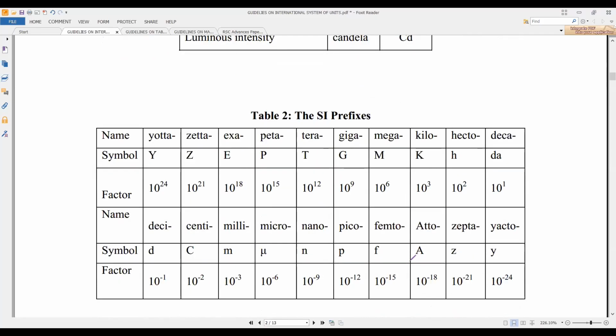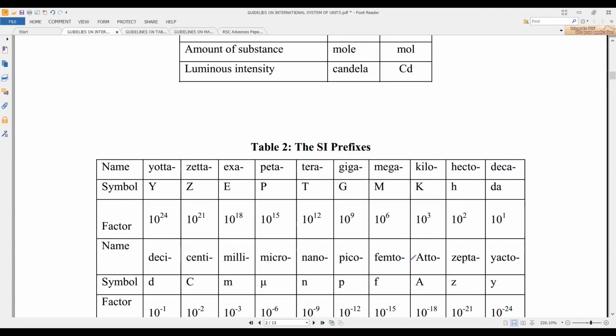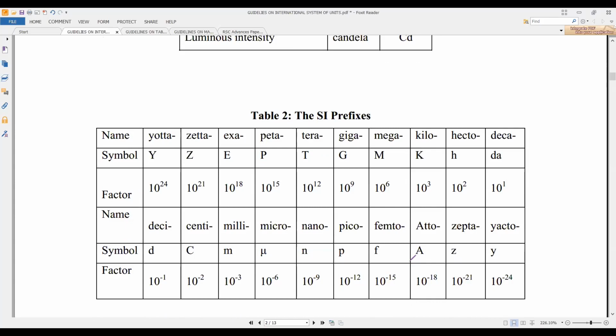Prefixes, yes, we use prefixes in order to give weightage on the units. In order to scale up or scale down the units, we use prefixes. These prefixes are known to you, right? Nano, pico, femto, giga, capital G for giga, capital M for mega, kilo. Here you can see kilo is represented by capital K, right? Hecto, tera, peta, and so on.